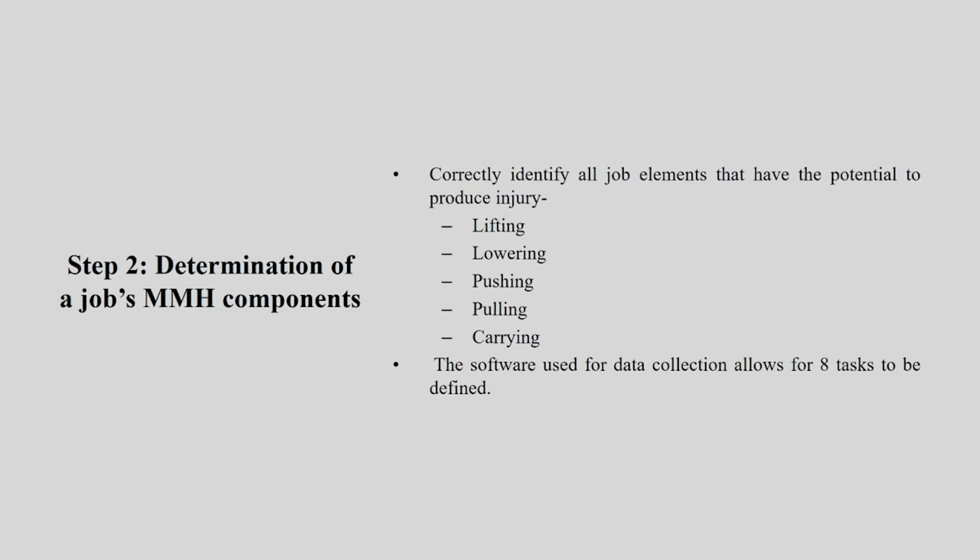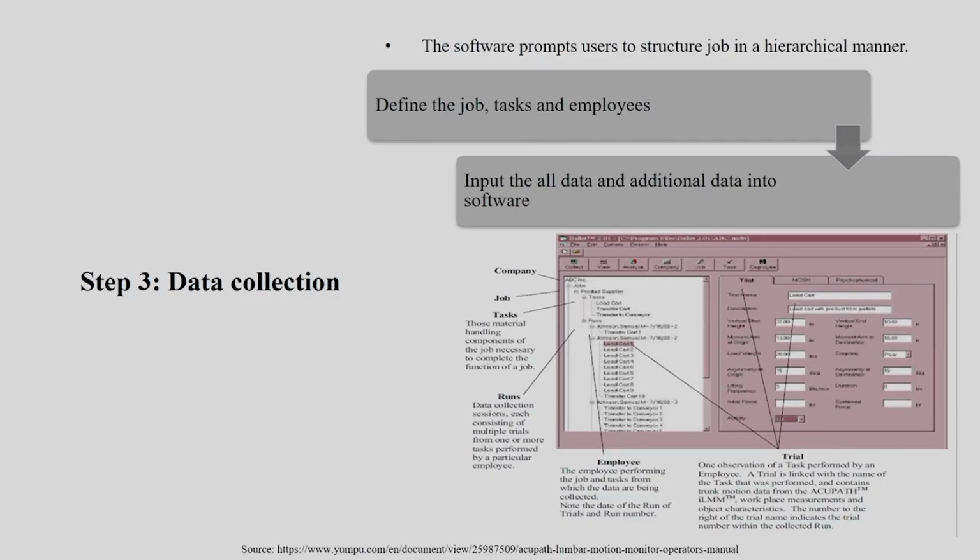Moving to the next part, the determination of the job. Correctly identify all job elements that have the potential to produce injury while lifting, lowering, pushing, pulling and carrying, the same or similar components that we discussed in the Snook's table. The software used for data collection allows for 8 tasks to be defined. So at one time 8 separate tasks you can choose for your data collection. How will the data collection happen? It is going to happen through online transmission, and the software will have the data.